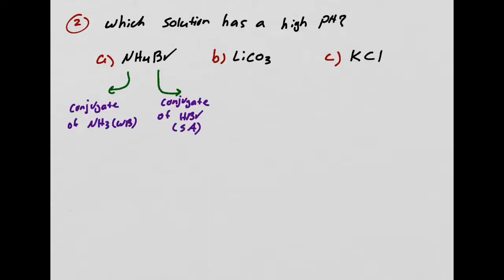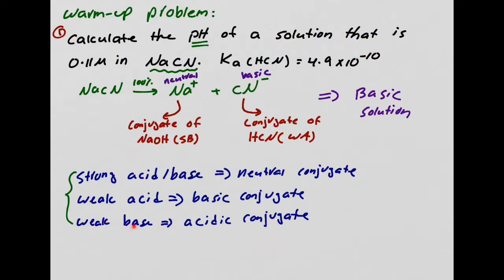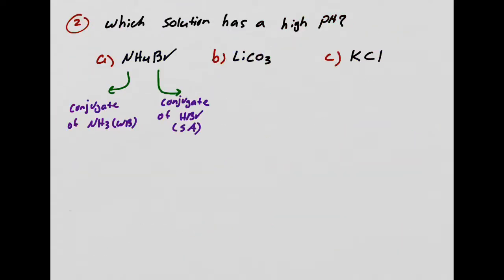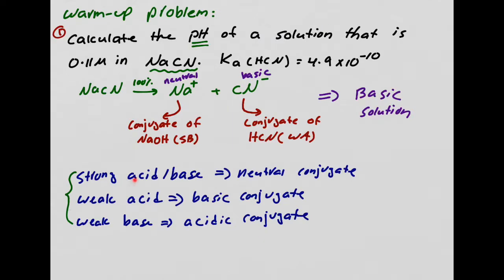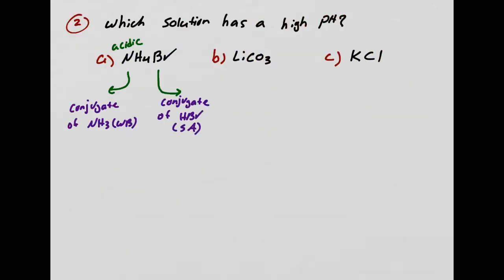You'll find that again, the first one usually comes from the base, the second one comes from the acid. I look at the Br and think, okay, if I add an H, it would be HBr. So this is a conjugate of HBr. Ammonium is the conjugate acid of ammonia, which is a weak base. If you're a weak base, your conjugate is going to be acidic. So this is going to be acidic. Now HBr is a strong acid, and strong acids or bases have a neutral conjugate. So now this is going to be neutral.